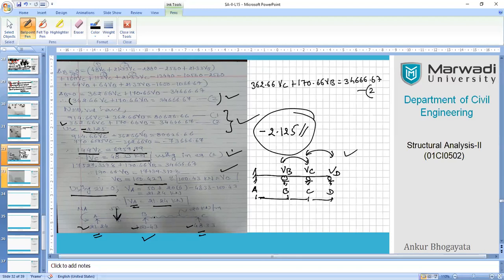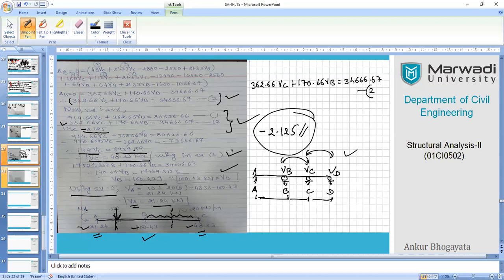Here it is 50, and this is the UDL, right? And this is the beam itself, right? So it is quite natural that we will be having some critical sections of maximum span moment in this loading, right? So we need to find out bending moment at all important locations.